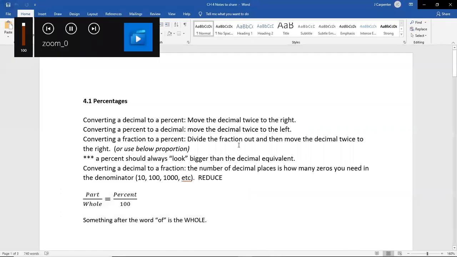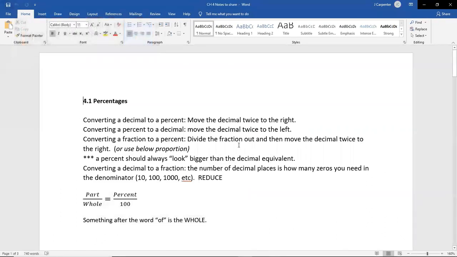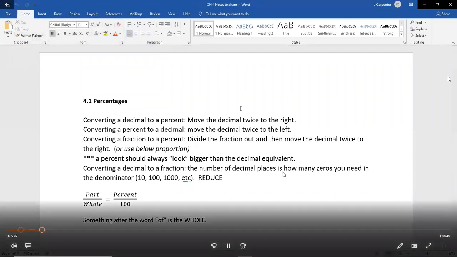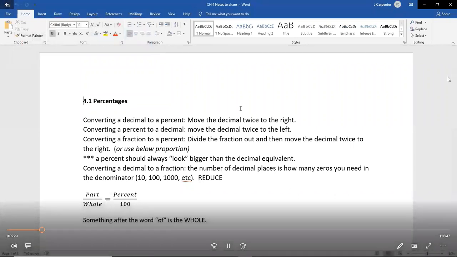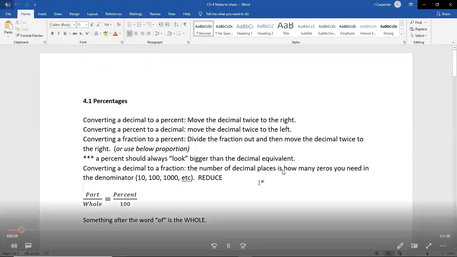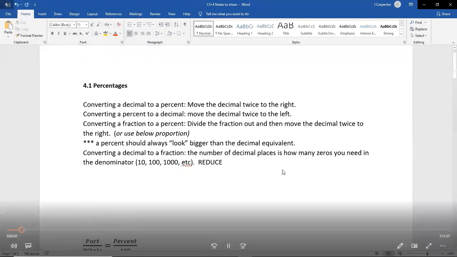Chapter 4, 4.1, percentages, something that we should all have a basic grasp of already because this is a prerequisite topic. But even with that in mind, I still want to make sure that we all remember how to convert between our percents and our decimals and our fractions, although admittedly, the last one is seen less often.